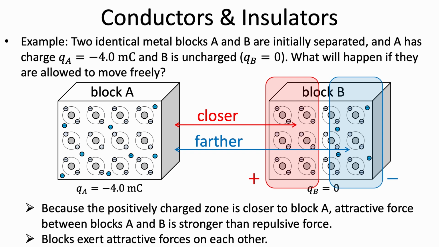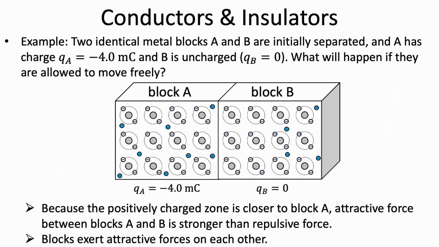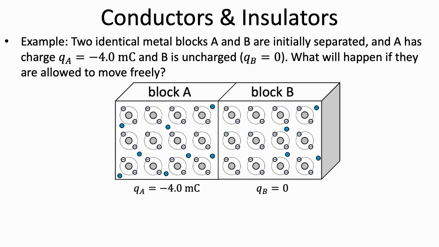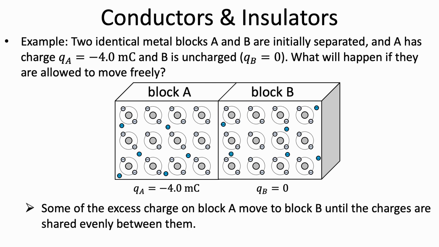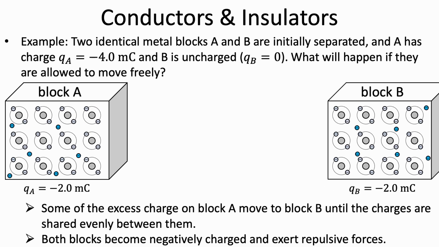And because of Newton's third law, the blocks exert attractive forces on each other and come close until they touch. There's now a conducting path for the electrons between the two blocks. Since the blocks are identical, the total excess charge of -4 millicoulombs distributes equally, so each block ends up with -2 millicoulombs. Now that both blocks are negatively charged, they will move apart due to the repulsive electrostatic force.